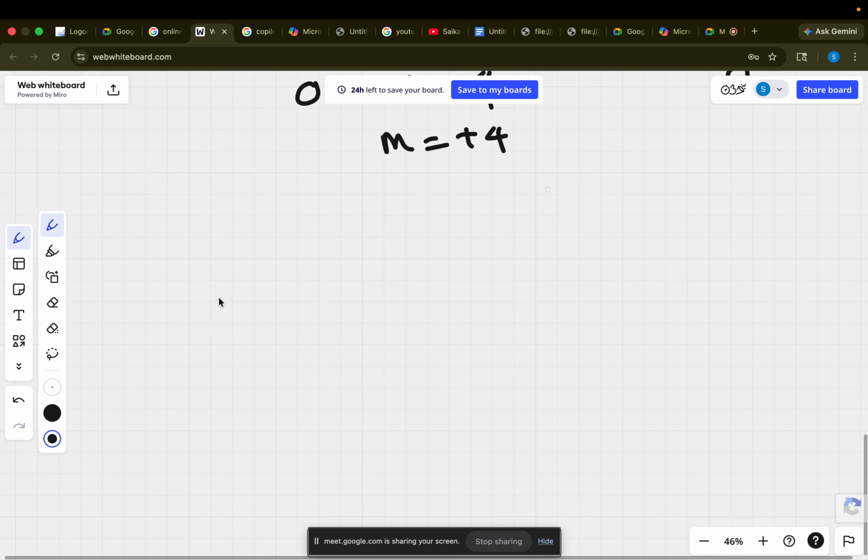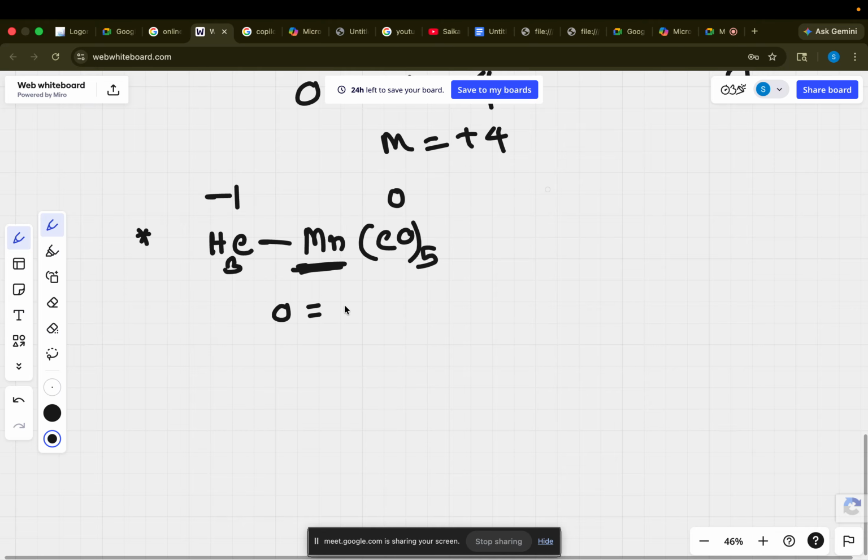Now suppose I have this one, CH3Mn(CO)5. Find out the oxidation state for this manganese. Minus 1, sir. It's pretty easy, right? Carbonyl was what? Neutral ligand, so it will be 0. For methyl, you will get minus 1. So 0 is equal to M minus 1. M is equal to what? Plus 1. Okay, so plus 1, not minus 1. The oxidation state will be plus 1.